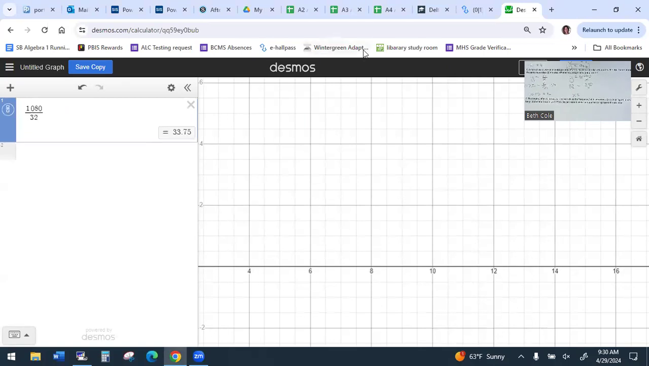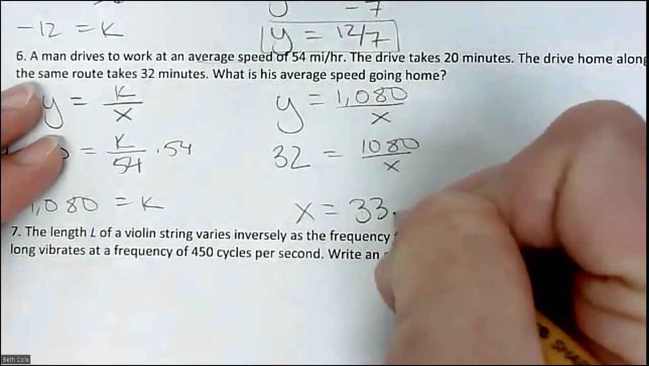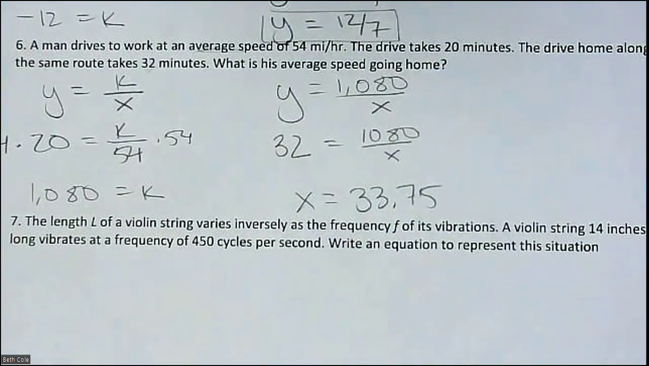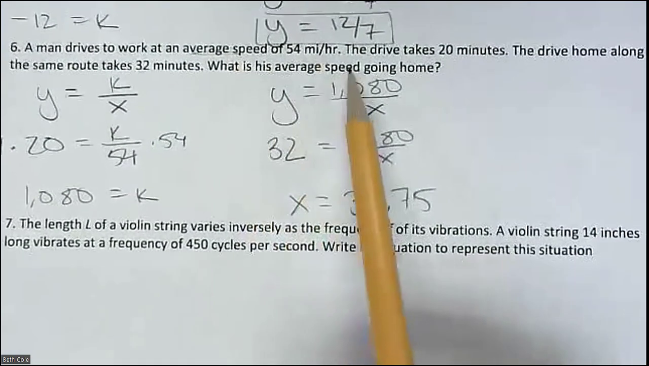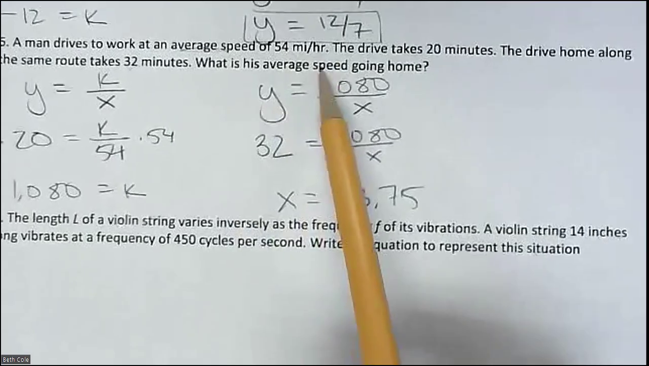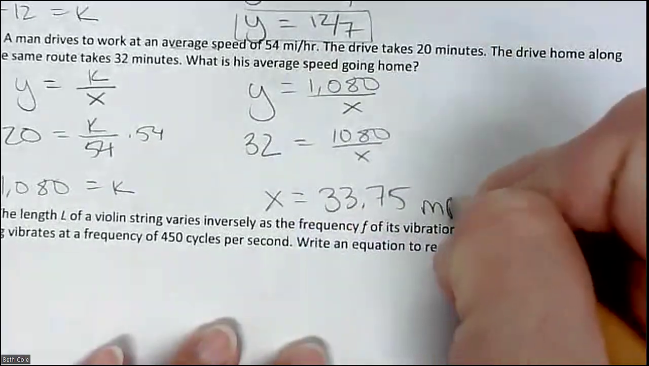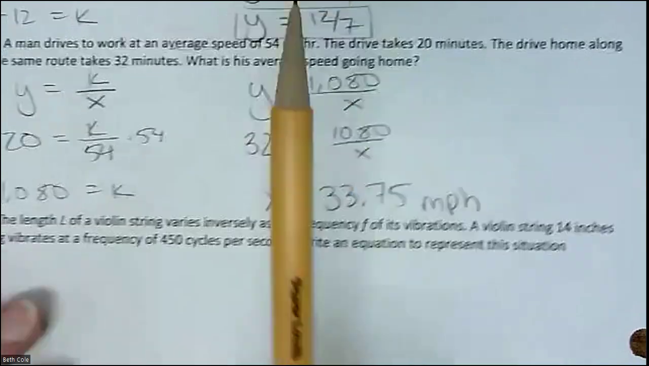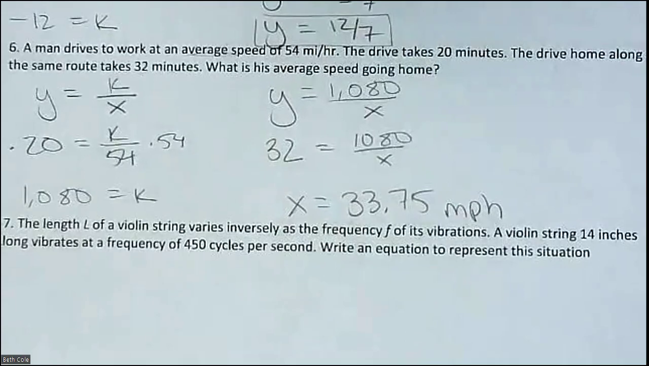33.75. Now it's a word problem, so it's 33.75 what? What are the units? Read back through the problem. Usually the question will tell you, it says, what is his average speed? So good, it would be miles per hour. What does average speed mean? Well, that's what I was saying. When he averaged 54, does that mean he went 54 the whole time?